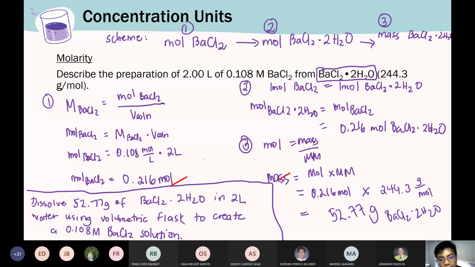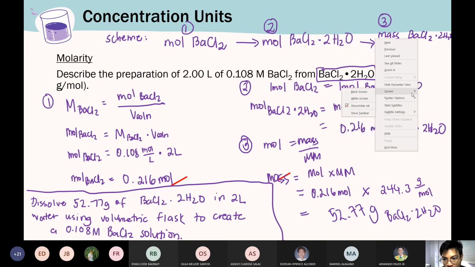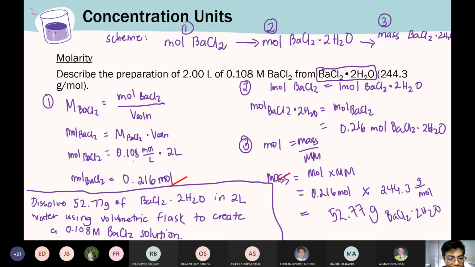Okay? So, we are not just satisfied with the numbers. No? You really need to type the sentence. So, kung may ganyan sa quiz, problem set, gagawin niya talaga yan. Magta-type kayo. Okay. Dissolve 52.77 grams of barium chloride dihydrate in 2 liters water using volumetric flask to create a 0.108 molar barium chloride solution. Ang pinapalitan lang dyan is this one, no? Ito lang yung mga pinapalitan. Copy-paste lang yan. As is na yan. Yes po. Ito lang yung mga pinapalitan dyan.